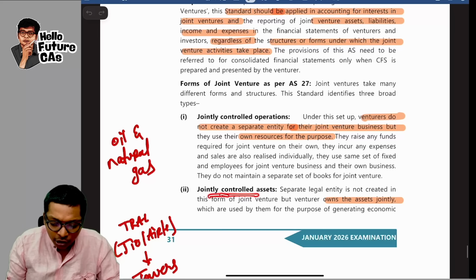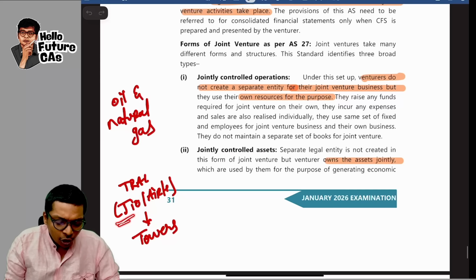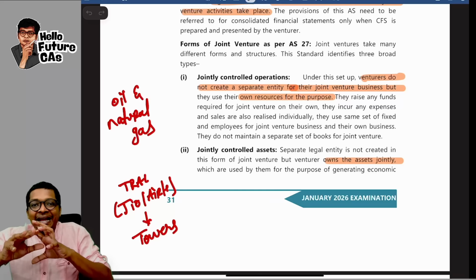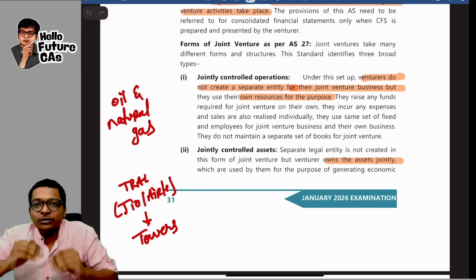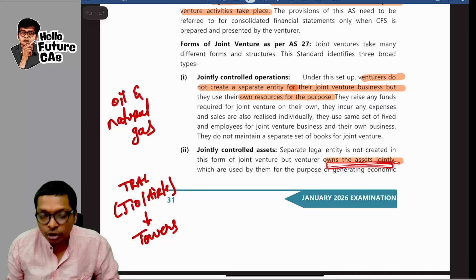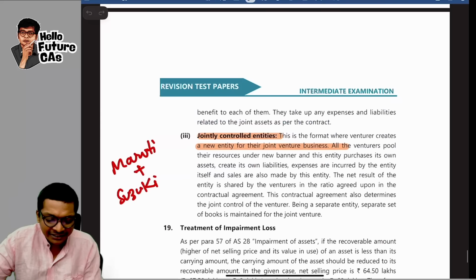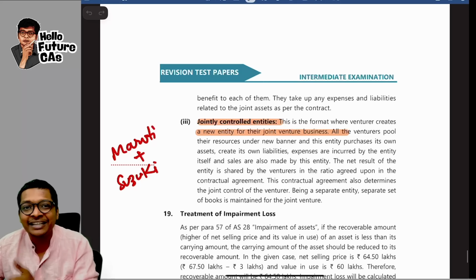Next, a jointly controlled asset. Imagine Jio and Airtel along with TRAI, they control all the telecom towers. Entities are separate, but the assets alone they share. So they own the asset jointly, guys. Where is this answer? In your RTP Jan 26. I'm giving you examples so you can easily connect.